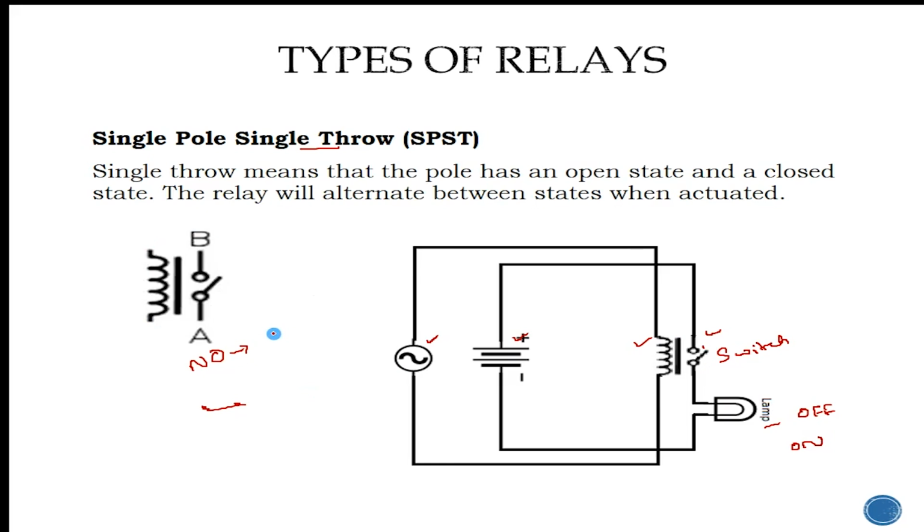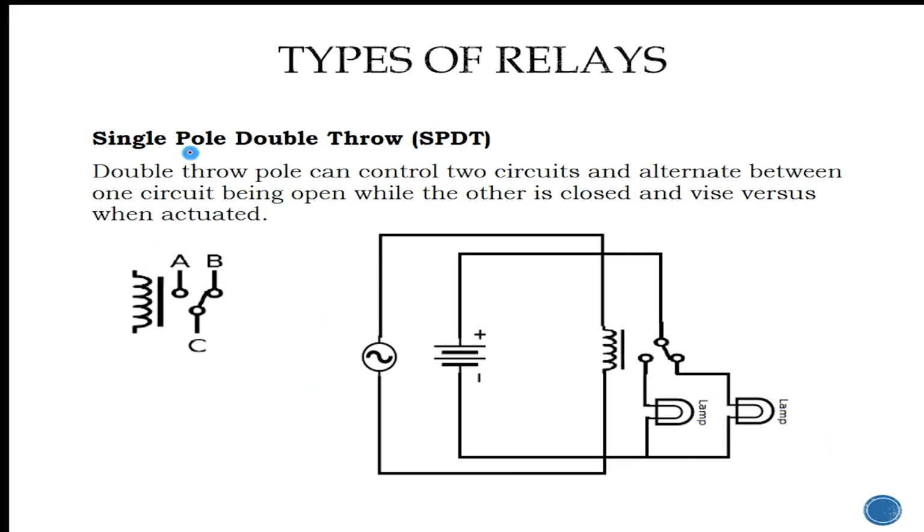Next, we'll see single pole double throw. In this, you will get two contacts, one normally open contact and one normally closed contact. And this type of relay is used to control two circuits. In this example, I have considered two lamps, lamp 1 and lamp 2. Initially, without energizing the signal, because this contact is connected, your lamp will turn on. And once you energize your signal or turn on your switch, then lamp 1 will turn on and lamp 2 will turn off.